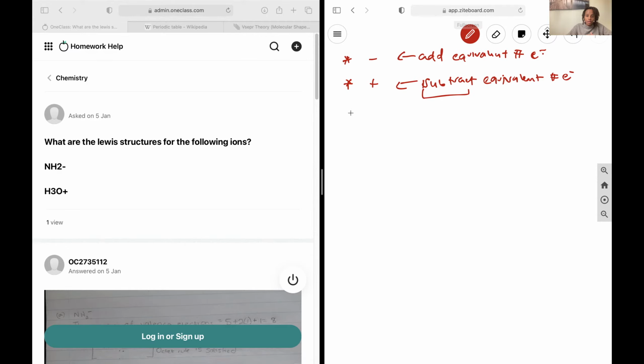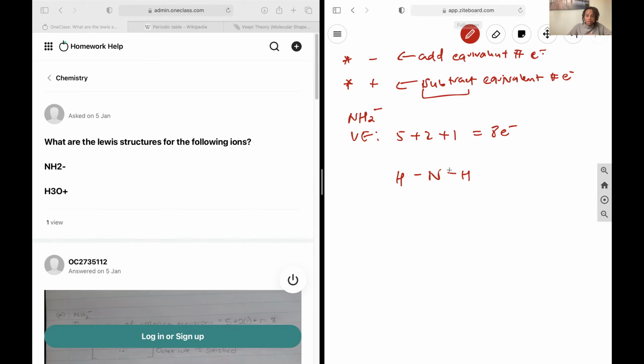And so let's start with NH2 minus. When I count the valence electrons, I will have 5 from the nitrogen, 2 because of the 2 hydrogens, and then I'm going to add 1 electron because of this negative charge, which means I have 1 extra electron. And this is going to give me 8 electrons. I will choose nitrogen as my central atom. It can make the most bonds.